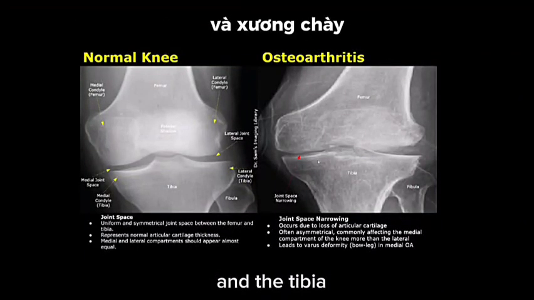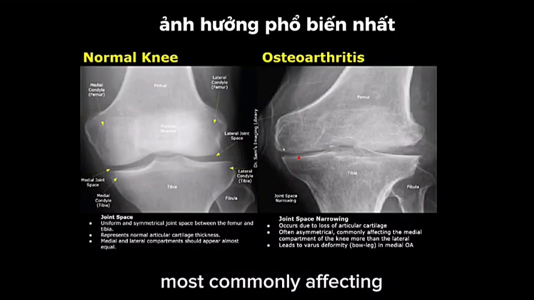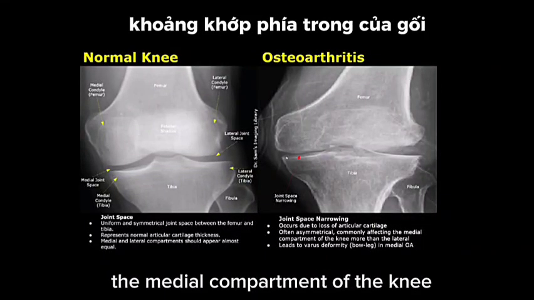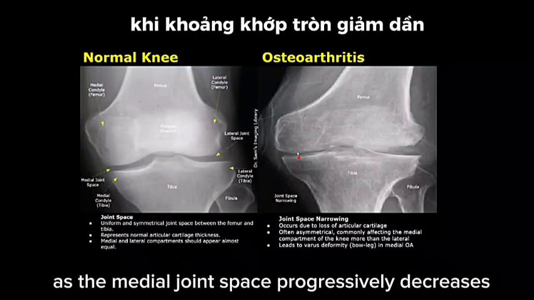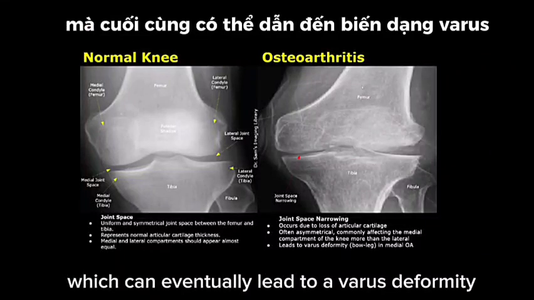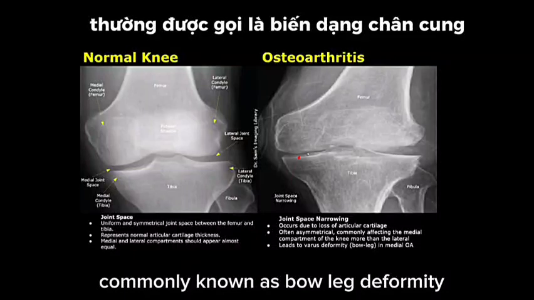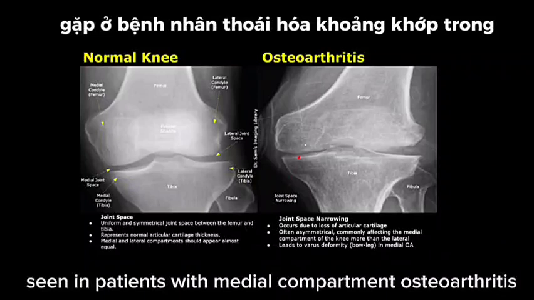This narrowing is usually asymmetrical, most commonly affecting the medial compartment of the knee more than the lateral compartment. As the medial joint space progressively decreases, the mechanical axis of the knee shifts, which can eventually lead to a varus deformity, commonly known as bow leg deformity, seen in patients with medial compartment osteoarthritis.